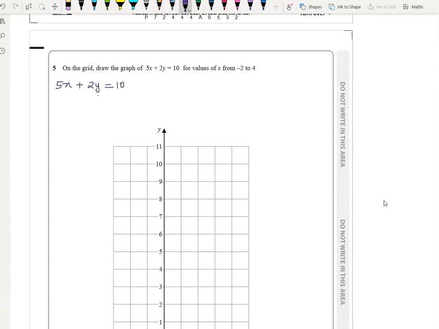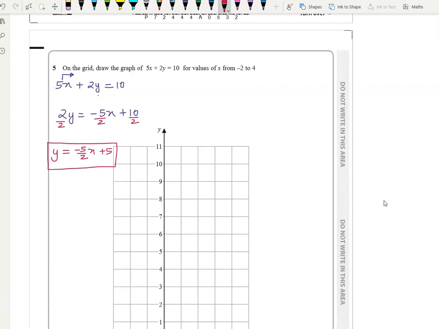I want y alone, so let's shift 5x to the right. So you will get 2y equal to -5x plus 10. I want y alone, so divide throughout by 2. So your equation is y equals -5 upon 2 x plus 5. We need to draw a graph for this given equation.